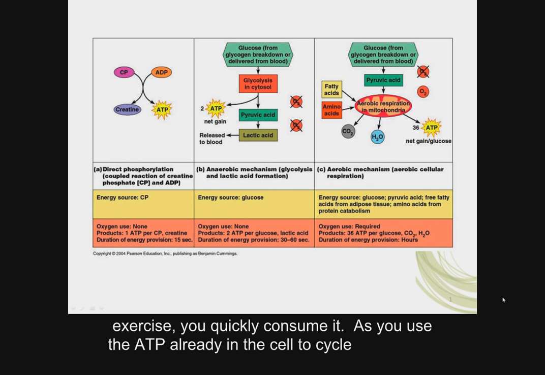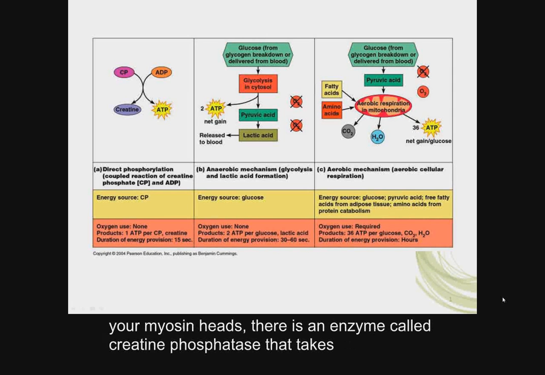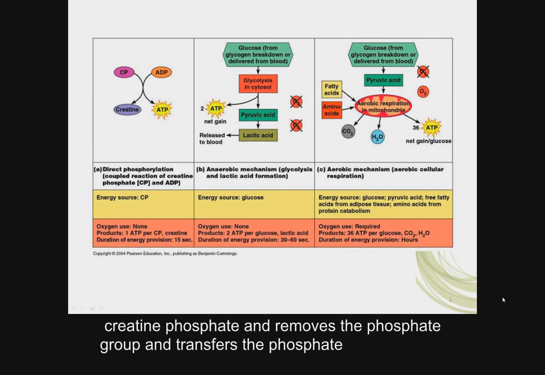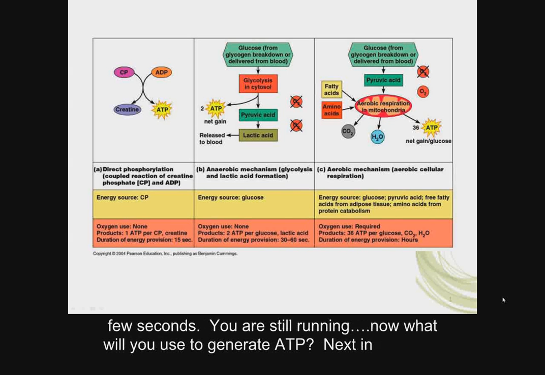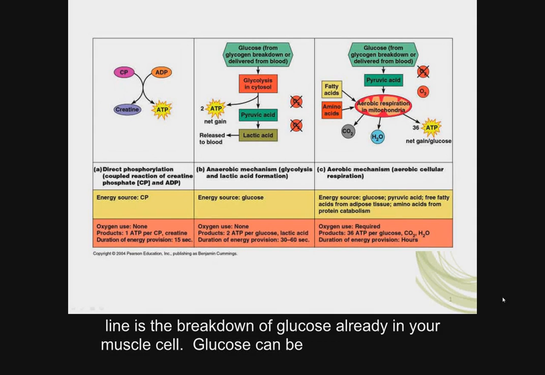As you use the ATP already in the cell to cycle your myosin heads, there is an enzyme called creatine phosphatase that takes creatine phosphate and removes the phosphate group and transfers the phosphate group to ADP to recreate ATP. However, the activity level of this enzyme only lasts a few seconds. You are still running. Now what will you use to generate ATP?